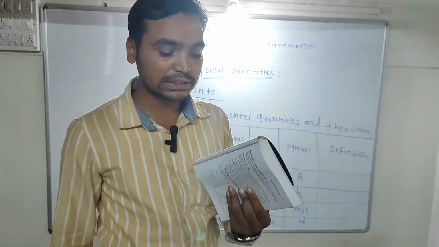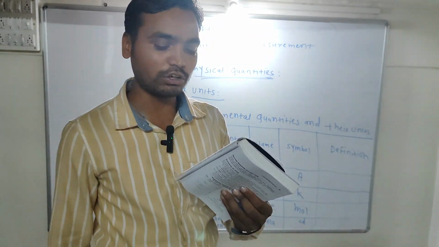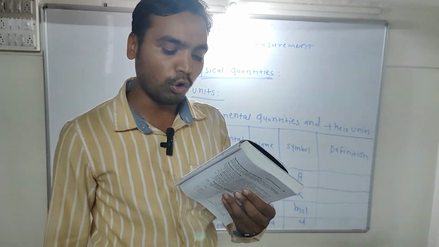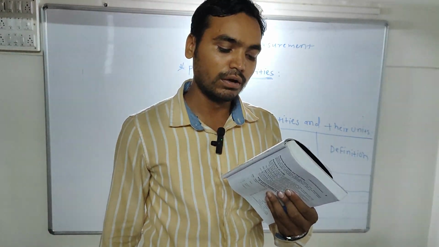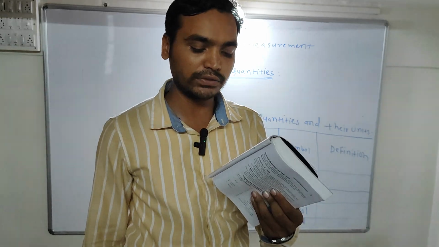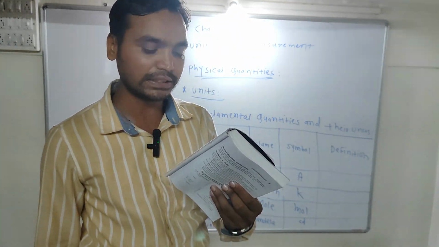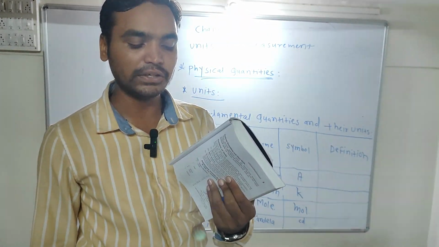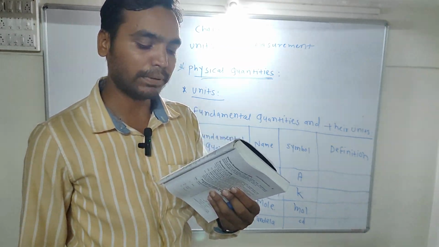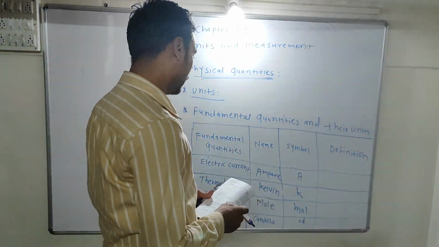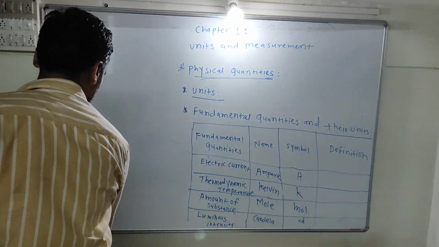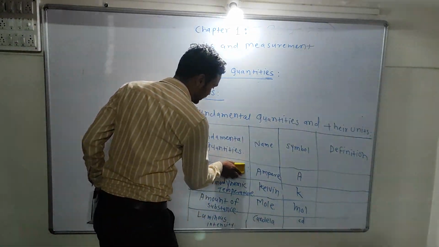The candela is the luminous intensity in a given direction of a source that emits monochromatic radiation of frequency 540 into 10 raised to 12 hertz and that has a radiant intensity in that direction of 1 by 683 watt per steradian, right? Then we have to see some other physical quantities and their units. I will erase it.